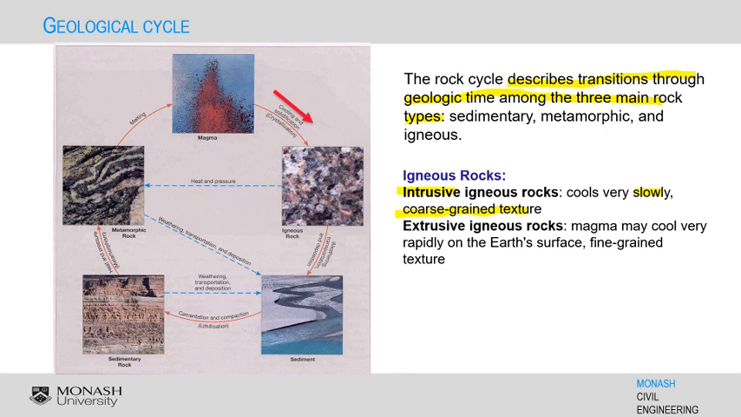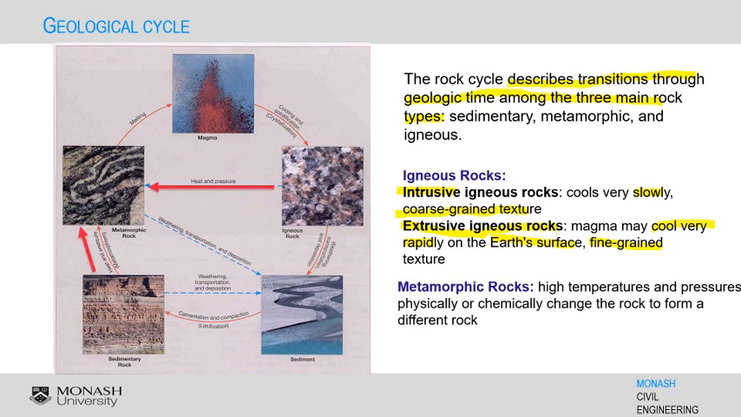As a result of volcanic activity, magma may cool very rapidly while being on the Earth's surface exposed to the atmosphere. Those are called extrusive or volcanic rocks, such as basalt. Rocks exposed to high temperatures and high pressures can be changed physically or chemically to form a different rock called metamorphic. We will learn further details of metamorphic rocks in the next video.